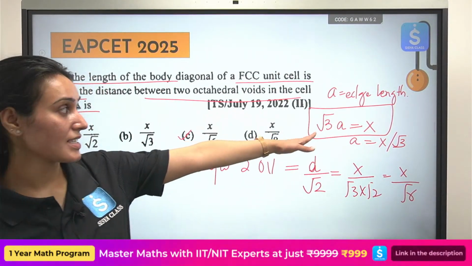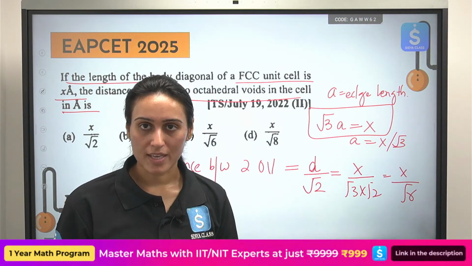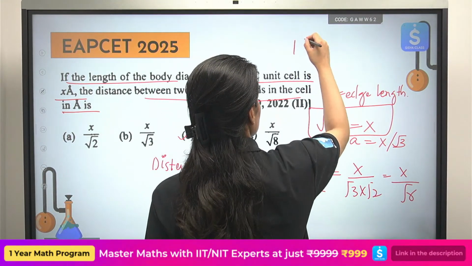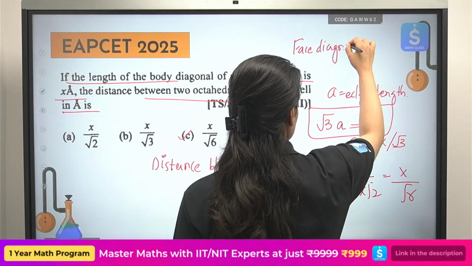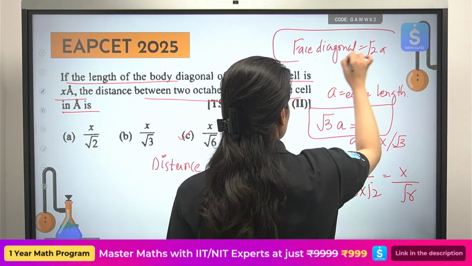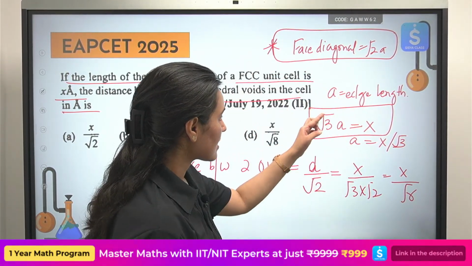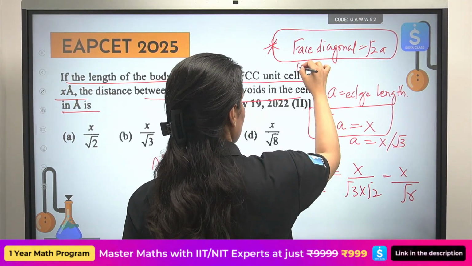So this information you already know. Body diagonal √3a, face diagonal √2a. Write that also. This is the length of your face diagonal in terms of edge length. This is the length of your body diagonal in terms of edge length.